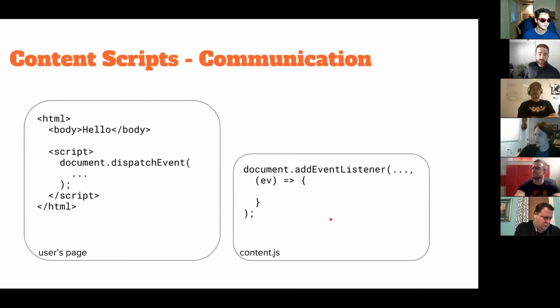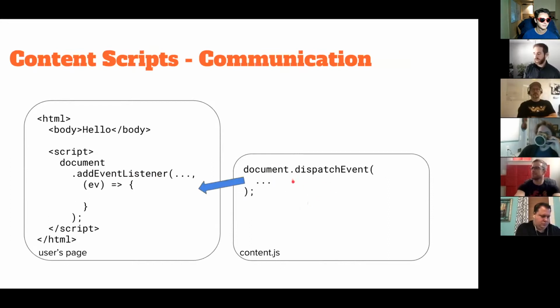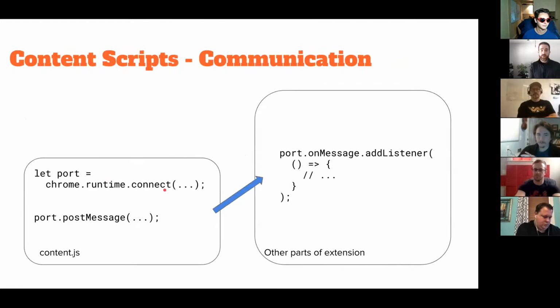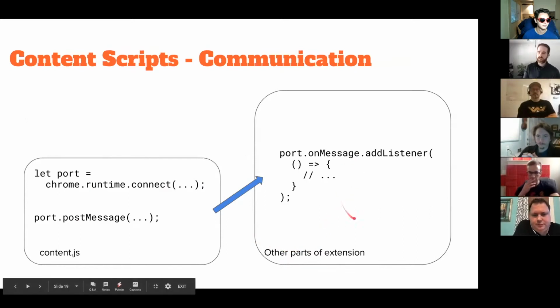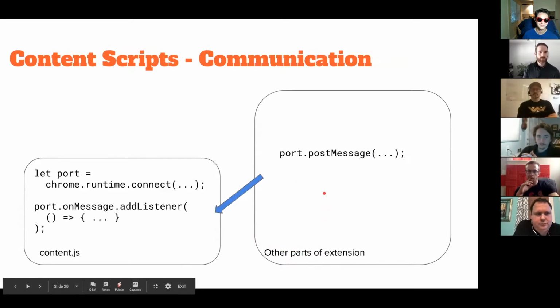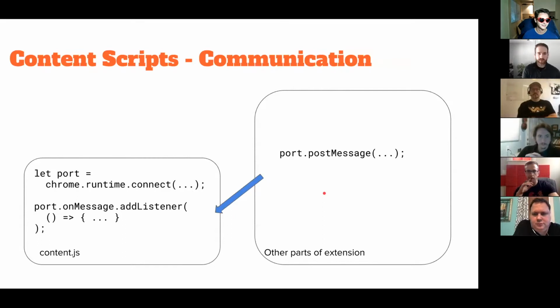Communications. So these share a document with the normal page. That means that they can use events, normal DOM events, to communicate with the page. So you can dispatch an event in your page and listen for it in your content script, and you can do this in either direction. You can dispatch events in the content script also. They can also communicate with the rest of the extension using some Chrome APIs. So basically, Chrome gives you this Chrome runtime API that lets you post messages back to other parts of the extension. We'll see what these are later in the presentation. Also, this can be done in both directions.